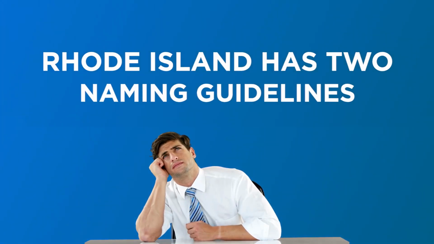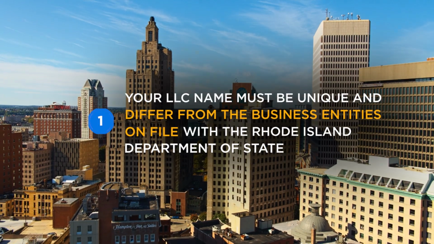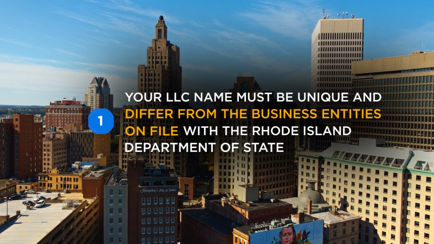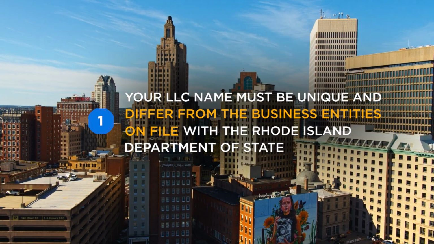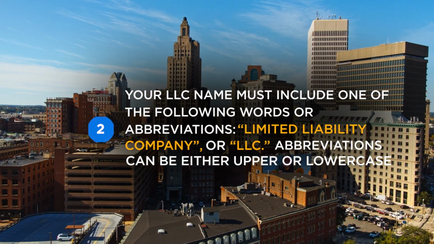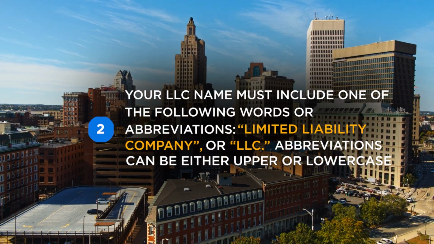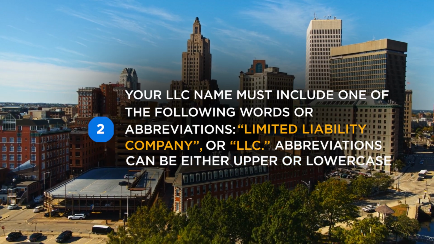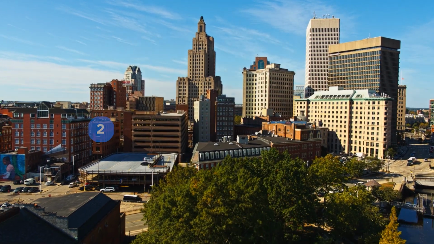Step 1. The first step in forming an LLC is to select a name. Rhode Island has two key naming guidelines. 1. Your name must be unique and differ from the business entities on file with the Rhode Island Department of State. 2. Your name must include one of the following words or abbreviations: Limited Liability Company or LLC. Abbreviations can be either upper or lowercase.